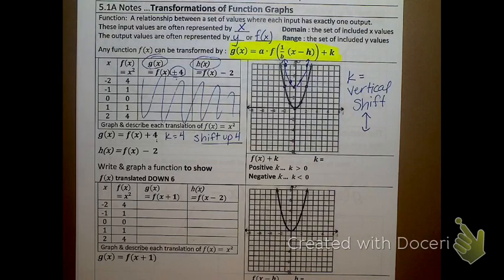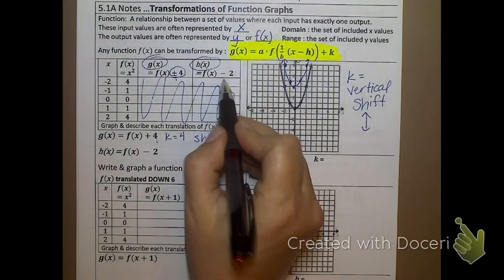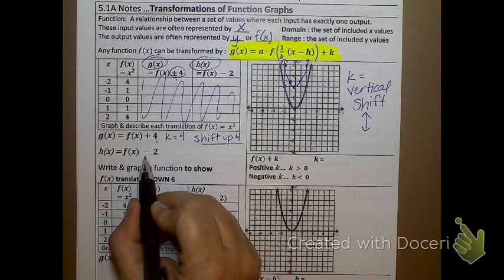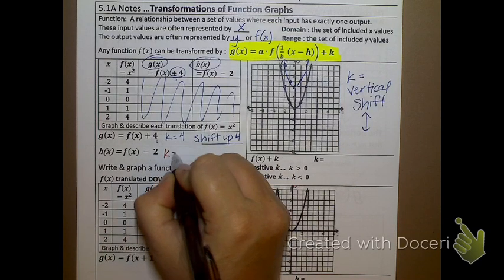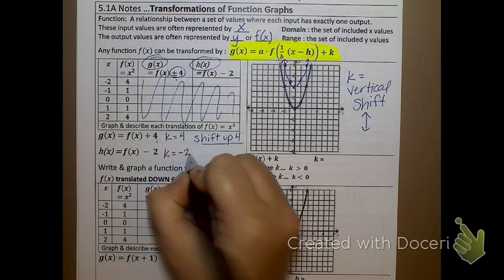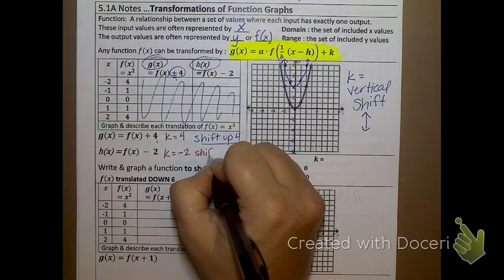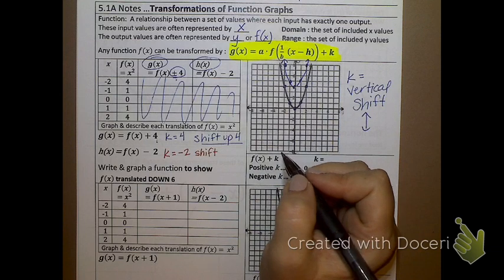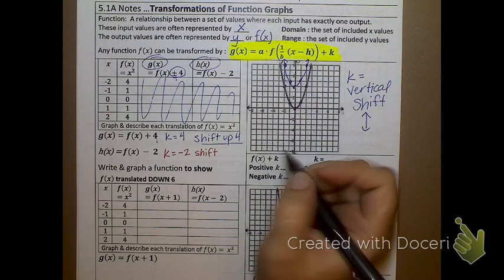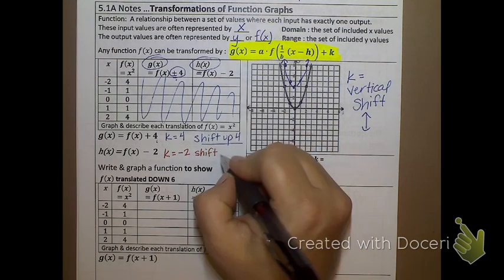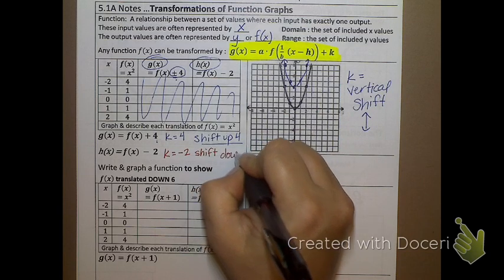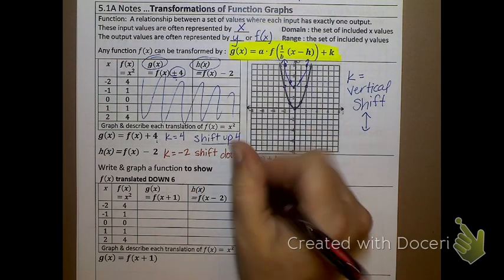Good answer. All right. Let's look at the next one, h of x. I'm going to look at it down here. This time, what is my k value? Negative 2. So how do you think that's going to shift it? Remember, it's still a vertical shift, so my only options are up or down. If k is negative, we are going to shift down. And how far are we going to shift down?